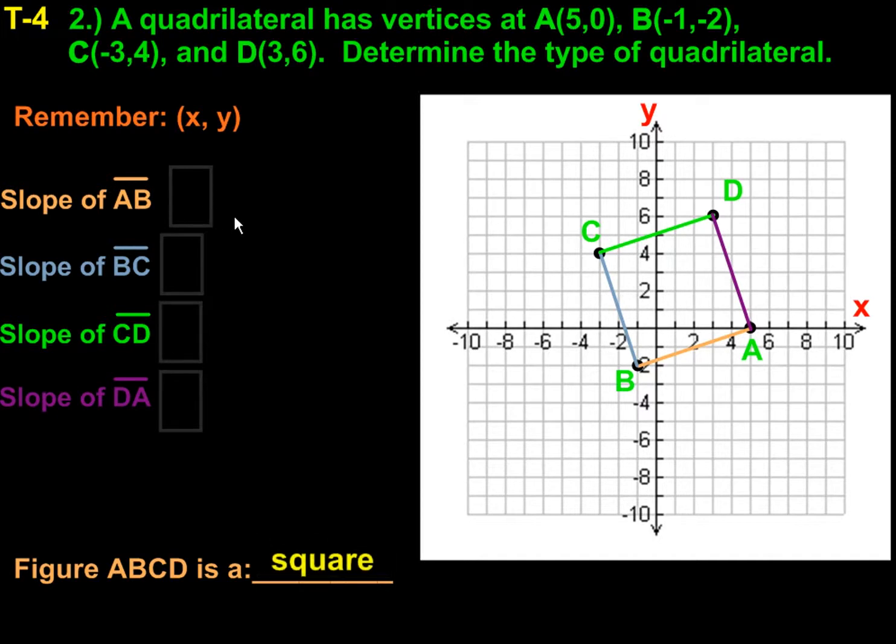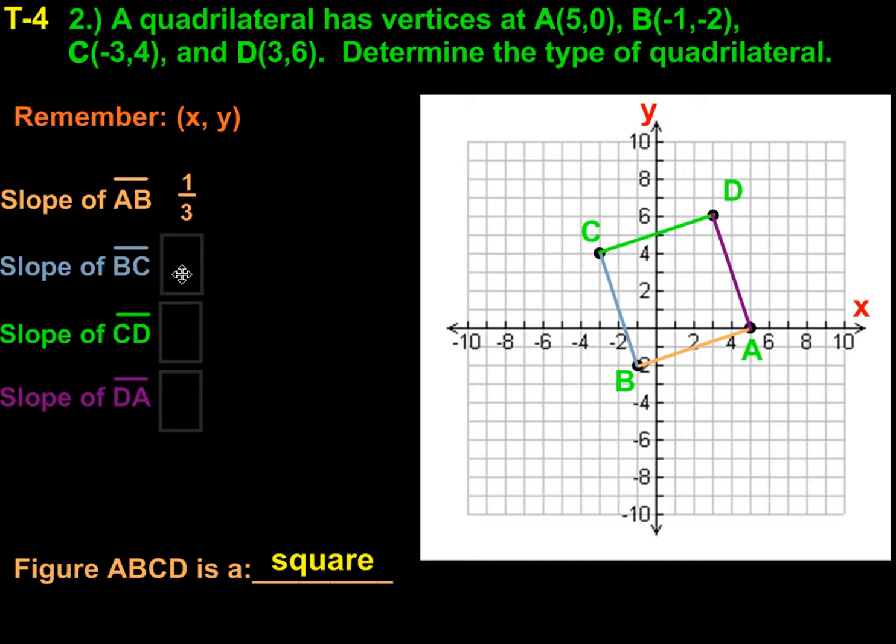So remember, slope is rise over run. If it's up, it is positive. If it's down, it's negative. If it's right, it's positive. If it's left, it's negative. So for AB, we have a slope of 1 over 3. Well, how do we get that? If we start at B, we would go up 2, and then to the right, 1, 2, 3, 4, 5, 6. So 2 over 6 would reduce to 1 over 3. That's how we get 1/3 for the slope.